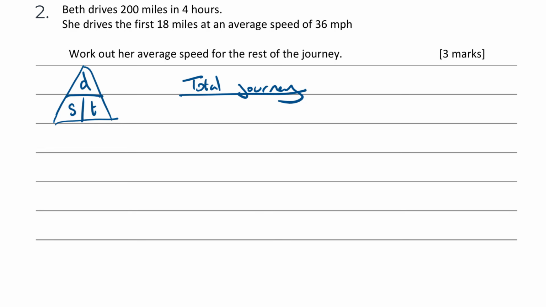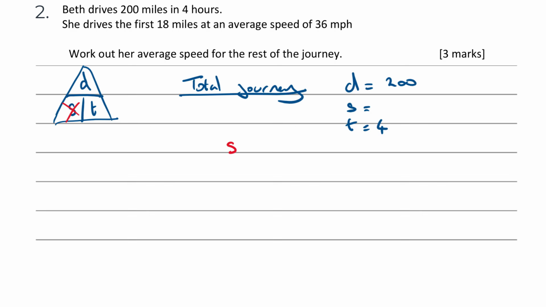Now the total journey, what is D, what is S, what is T? Well, we've got the distance, which is 200 miles. We don't have the speed, but we have the time, which is 4 hours. But we can find S then using the other two. So we just cross off, kind of stick your finger on top of the one you're trying to find, in this case S, and then the triangle tells you what to do with the other two.